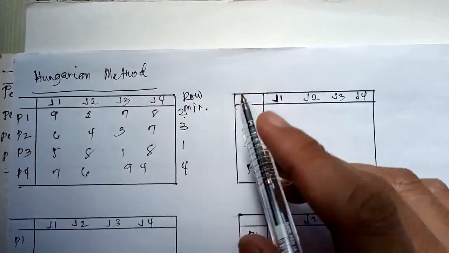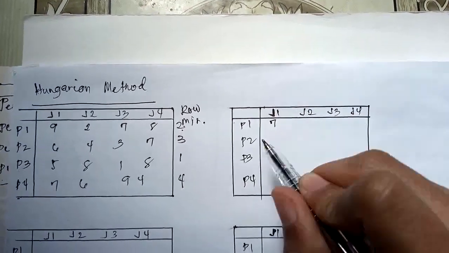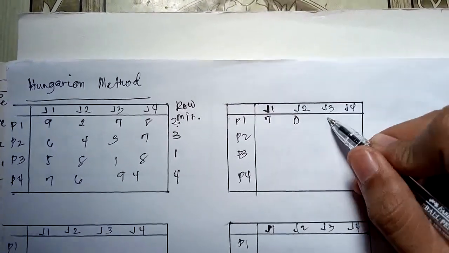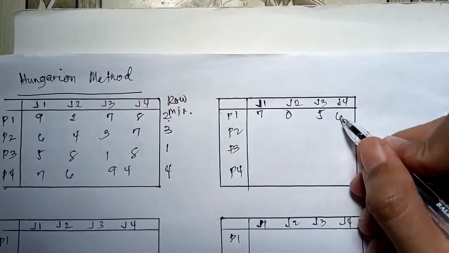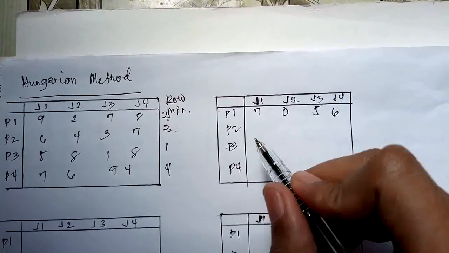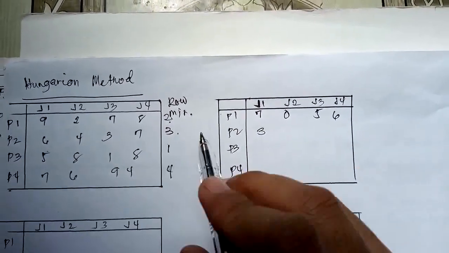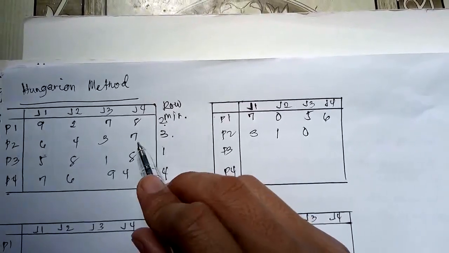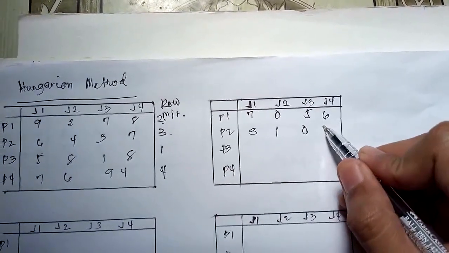So 9 minus 2 is equal to 7. 2 minus 2 is equal to 0. 7 minus 2 is equal to 5. 8 minus 2 is equal to 6. 6 minus 3 is equal to 3. 4 minus 3 is equal to 1. 3 minus 3 is equal to 0. 7 minus 3 is equal to 4.